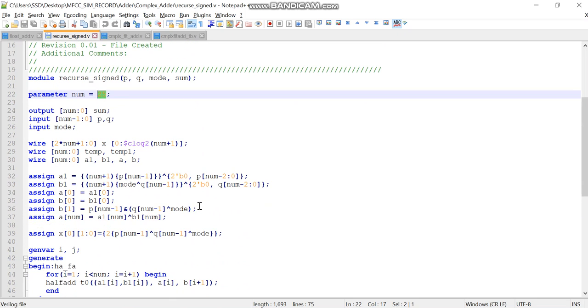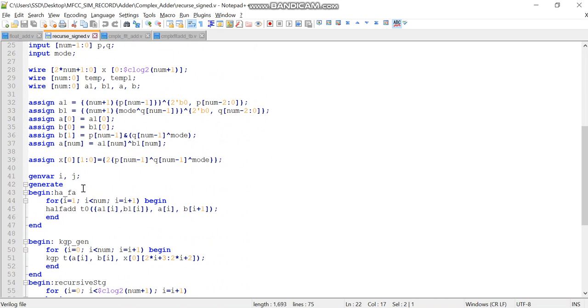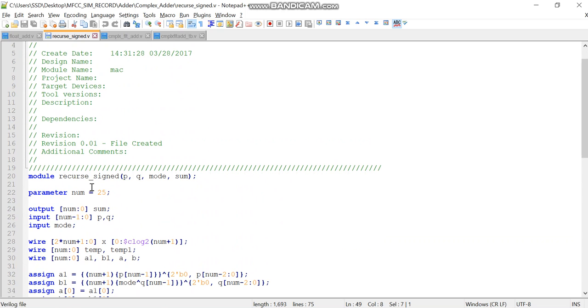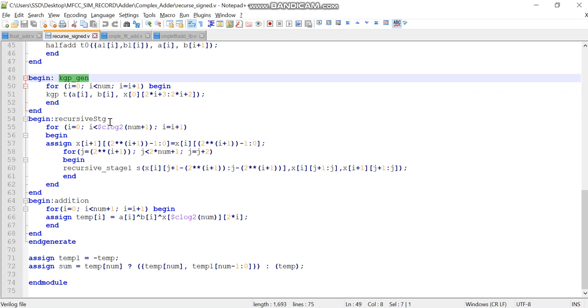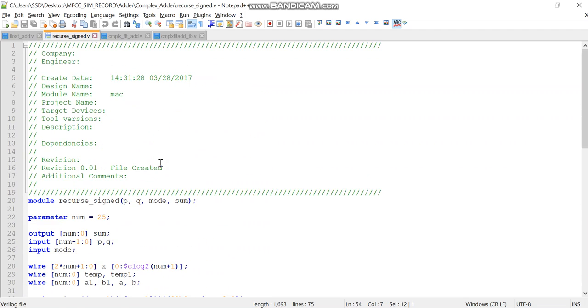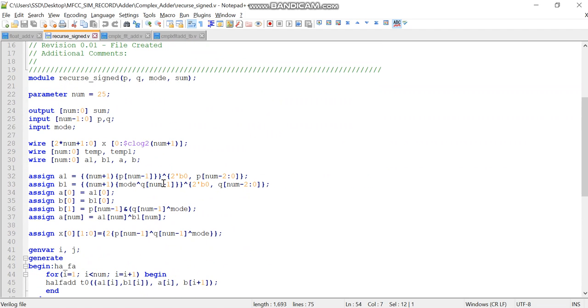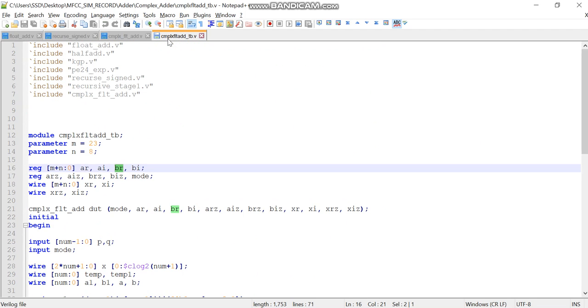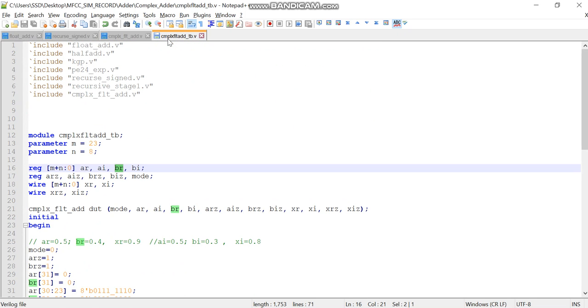So now for this integer adder, we again have three modules. One is the single bit adder, then we have KGP generation, which is the kill, propagate, and generate part, and then we have the recursive stage, which is the implementation of the parallel prefix tree. So now let us look into the test bench of the complex floating point adder.